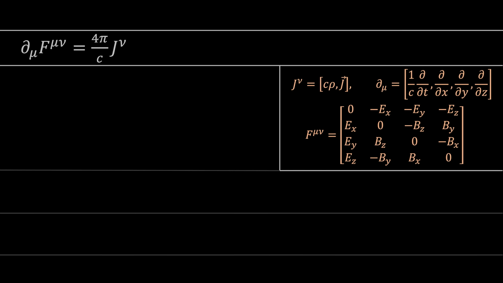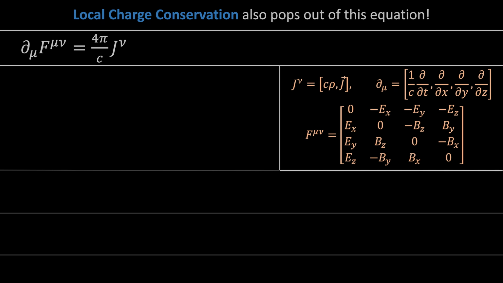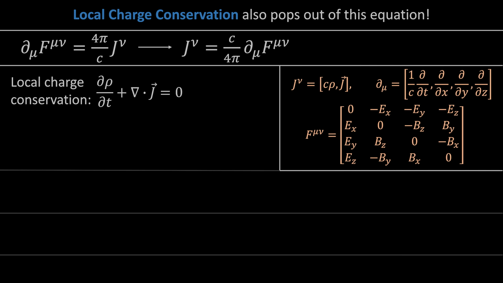Oh, I almost forgot. So in addition to the inhomogeneous Maxwell's equations, the same equation that we just derived with the partial mu F mu nu equals 4 pi over c J nu, well, it's kind of a tongue twister. Well, anyway, it also implies that electric charge is locally conserved. And local charge conservation is just the idea that the rate of change of charge density somewhere in space is going to be balanced by the divergence of currents at that location in space. This actually has a very intuitive interpretation. All this is to say that if you want to remove charge from some location, it has to flow out of that location.